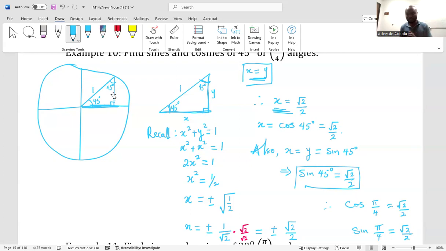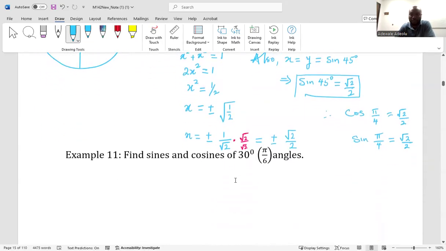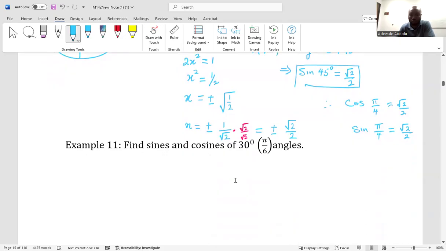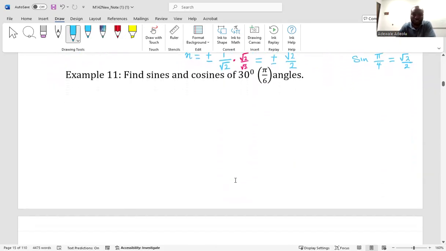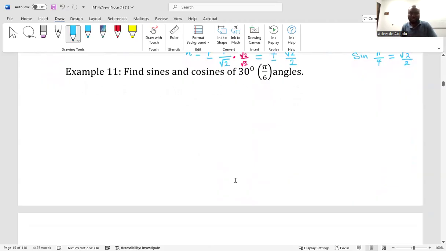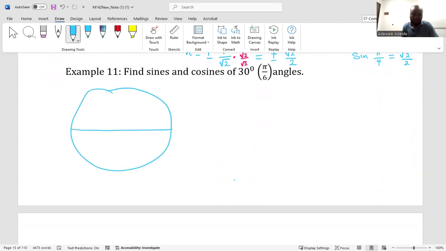One is in degree, one is in radian. At the same time, for you to be familiar with this angle. Once you're familiar with them, you can stick to whichever one you are working with. Again, here I said find the sines and cosines of 30 degrees. I have something like this.